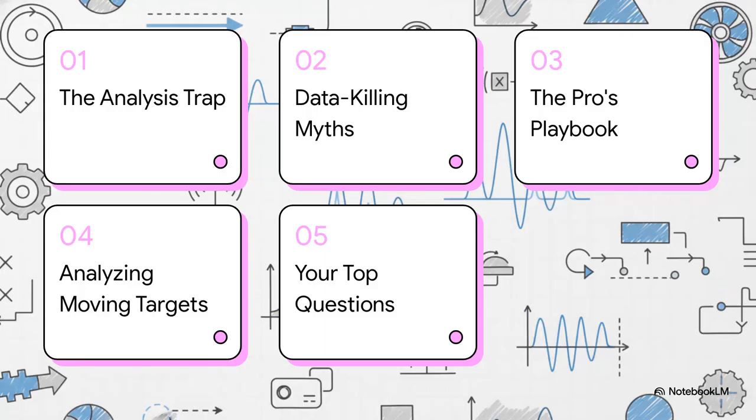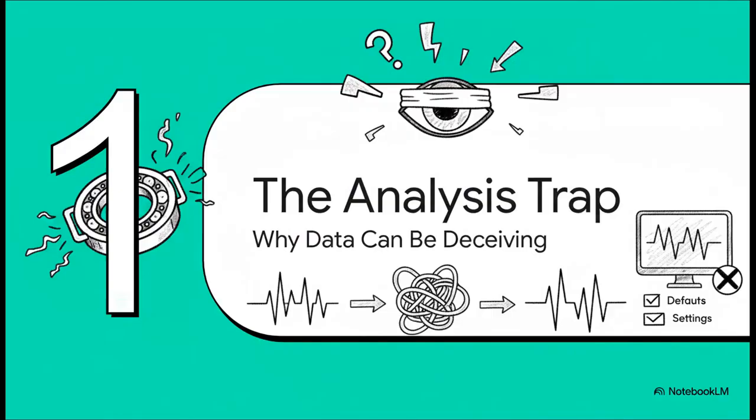So here's the game plan. In the next few minutes, we're going to take that jumbled mess and turn it into a crystal clear story. We'll start by talking about the biggest trap engineers fall into, then we'll bust 3 myths that are probably killing your data right now. After that, I'm going to give you the pros playbook for getting clean data every single time. We'll even talk about how to analyze moving targets, and we'll wrap it all up by answering some of your top questions. All right, let's get right to it.